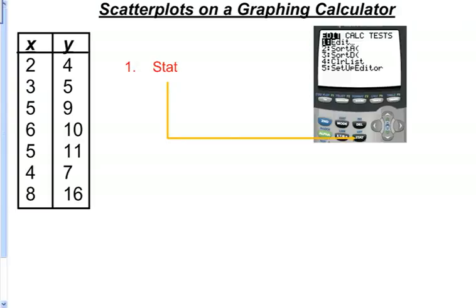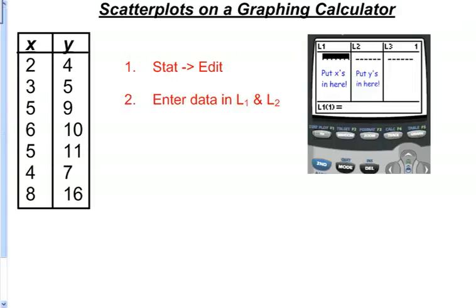So the first thing we need to do is find our stat button on the calculator and push that stat button. You'll see that the screen changes. What you'll need to do is choose option number 1, the edit, because we're going to edit some statistics. And once you choose edit, you're going to get a screen that looks similar to this.